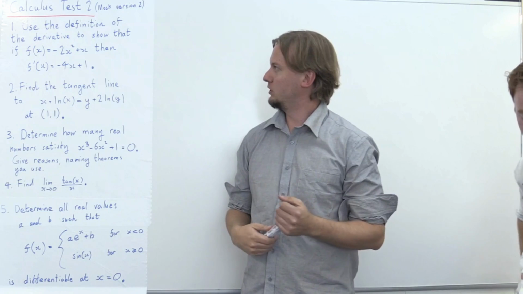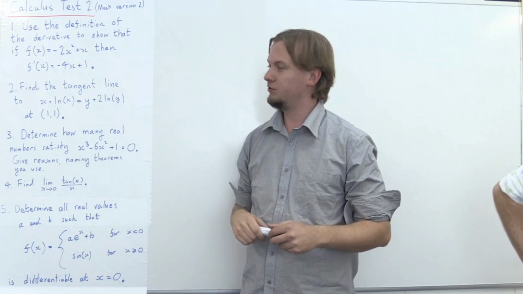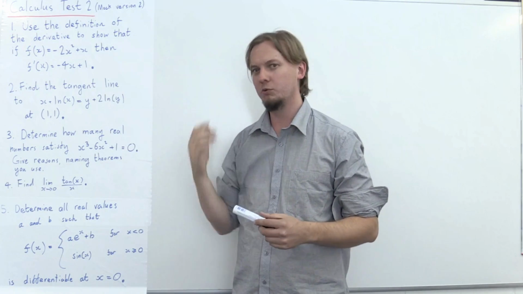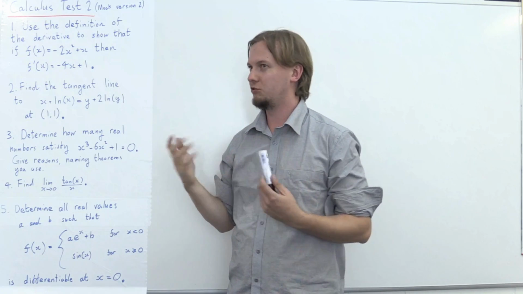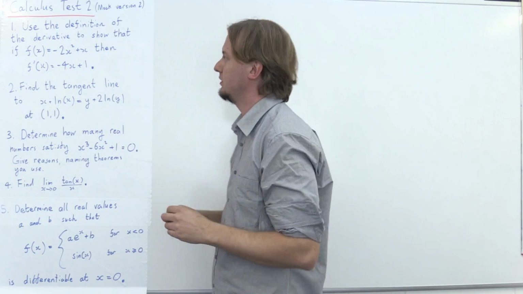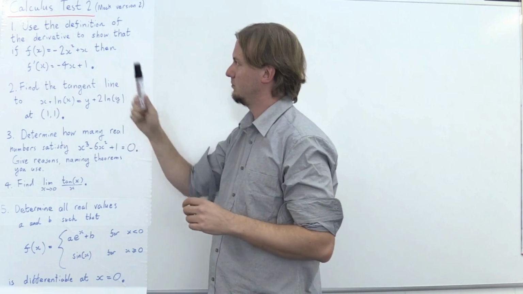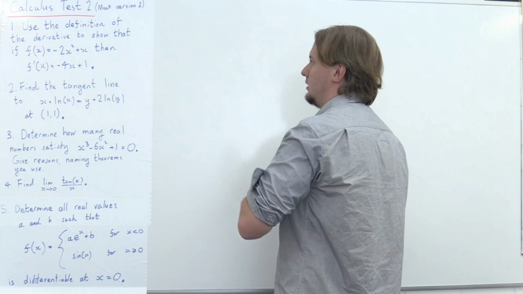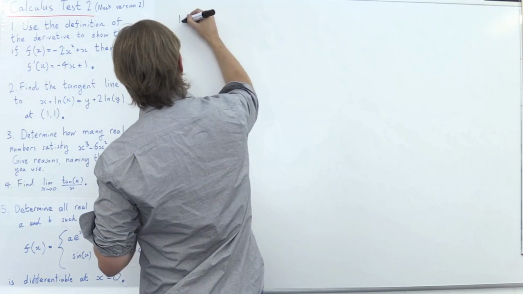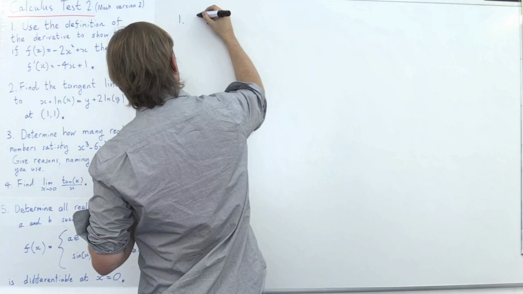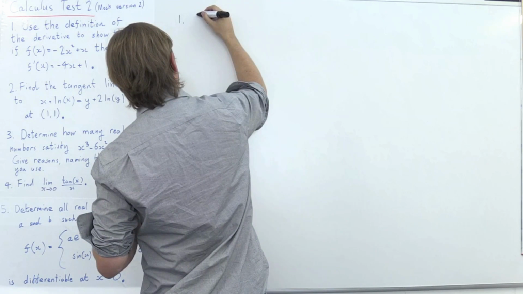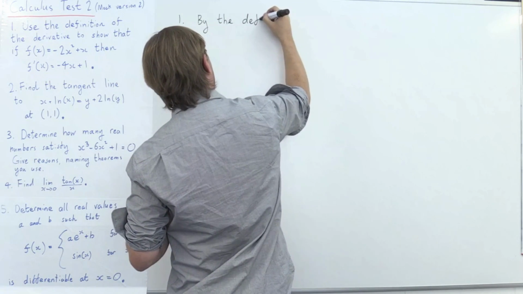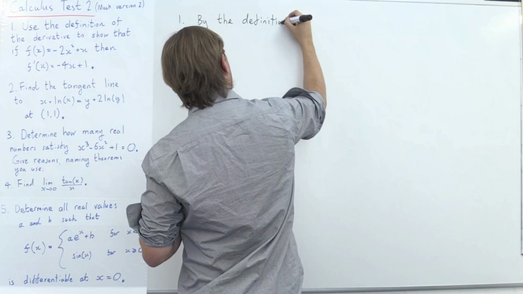Okay, so this first question is asking us to just use the definition of the derivative to actually show that the derivative of this function here is what we expect. So we have a lot of tricks for finding this without having to use the definition, but in this case they are saying let's do it once. Let's actually use the definition to find this. So question 1. So by the definition of the derivative.